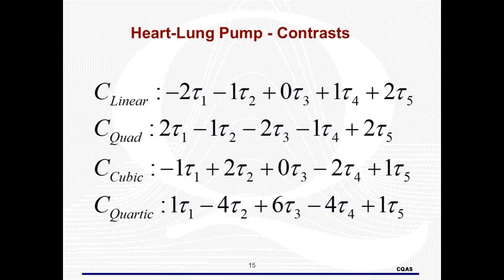These are the orthogonal polynomial coefficients used for this experiment. Each row corresponds to a different trend component. The linear coefficients test whether the response changes in a straight-line fashion. The quadratic coefficients test for curvature. The cubic and quartic coefficients test more complicated patterns. One important feature is that these contrasts are orthogonal. That means the information captured by one contrast does not overlap with the information captured by another. As a result, we can interpret each component independently.